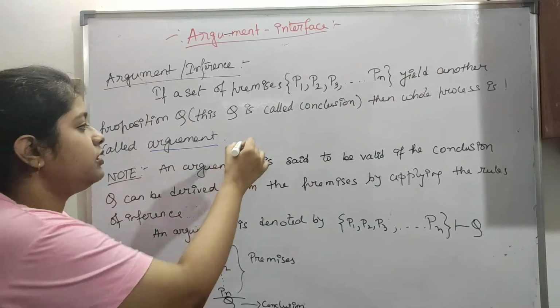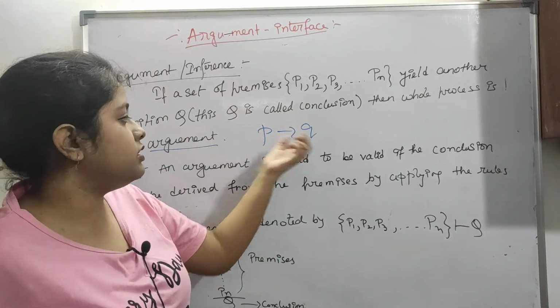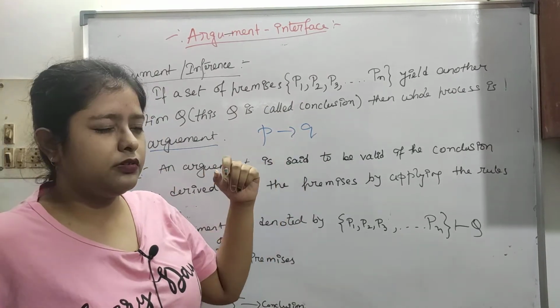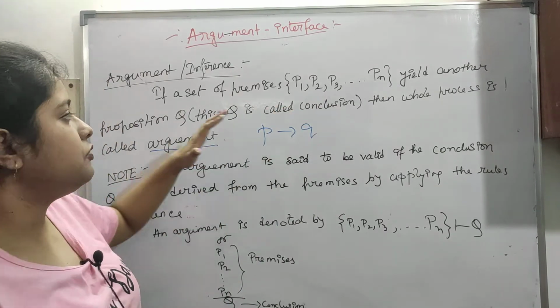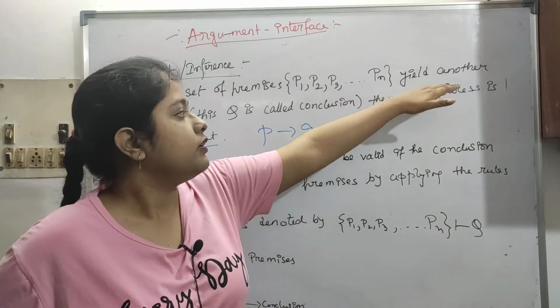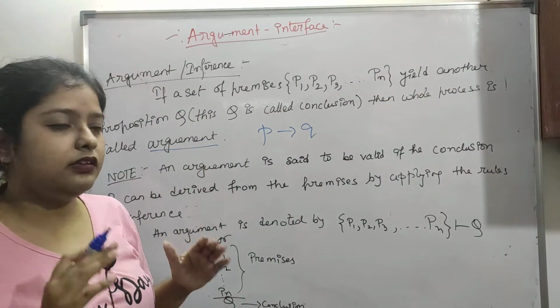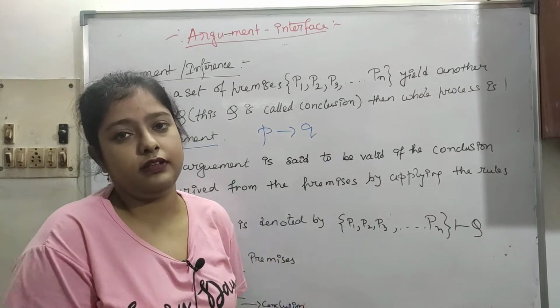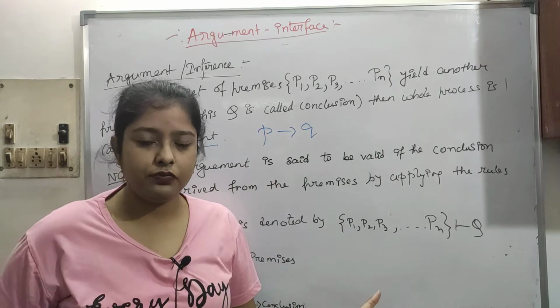So if you remember P arrow Q, P was our hypothesis and Q was our conclusion. Here, if we have the premises P1 to Pn that yield another proposition Q, proposition means it has a truth value. I have done all this in detail in my previous video. Please, if you are not understanding, go and watch that video again.